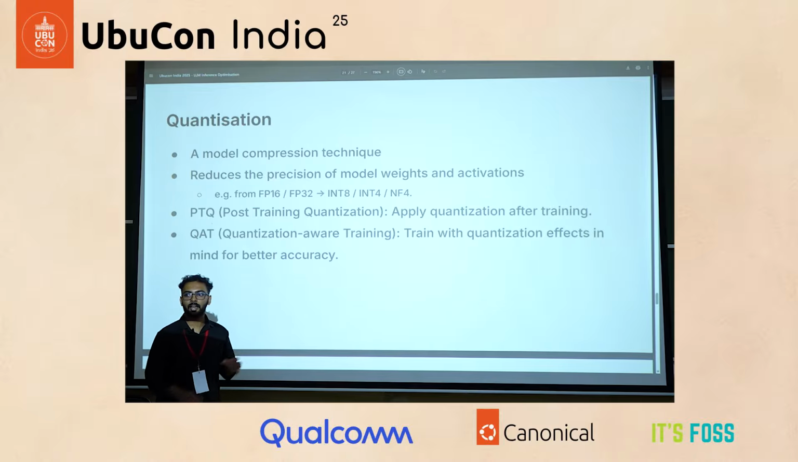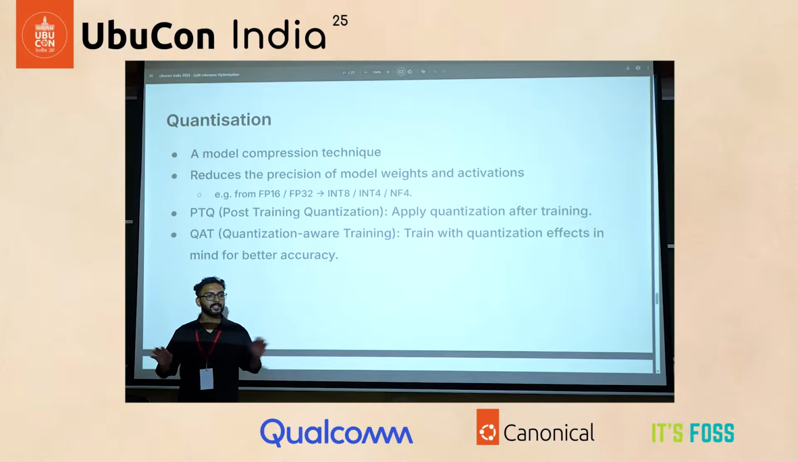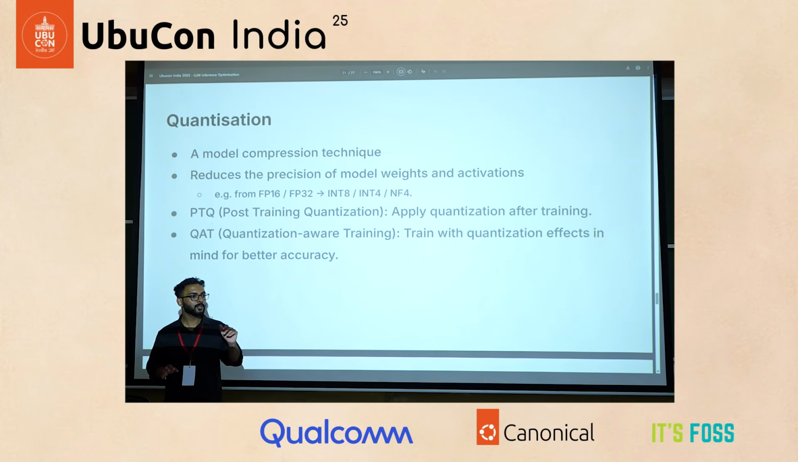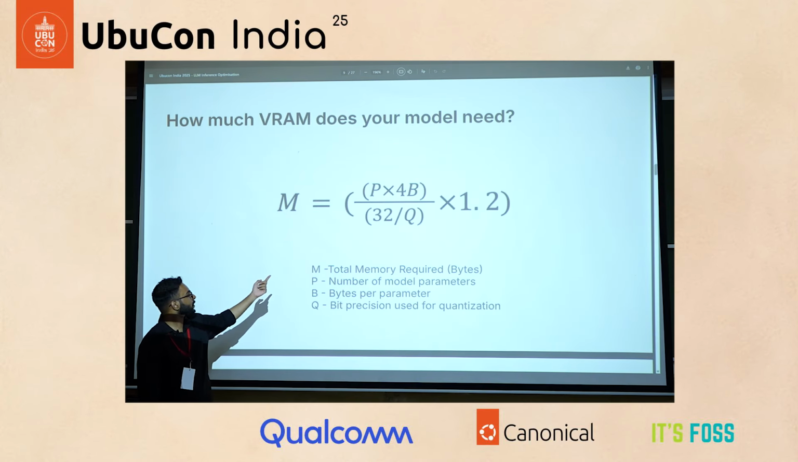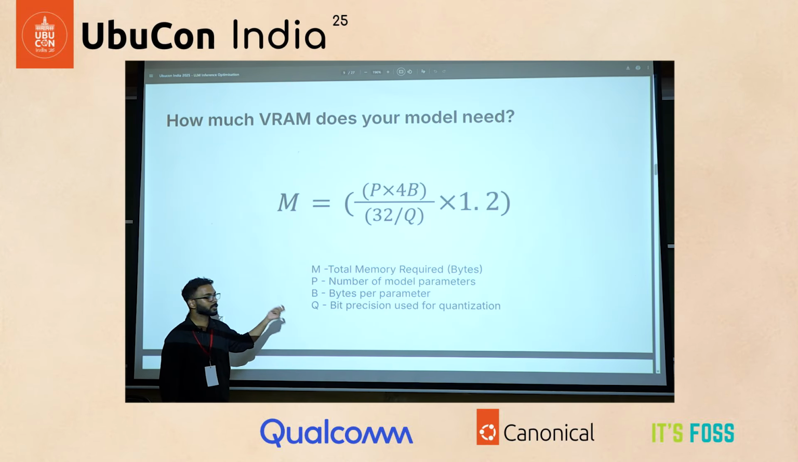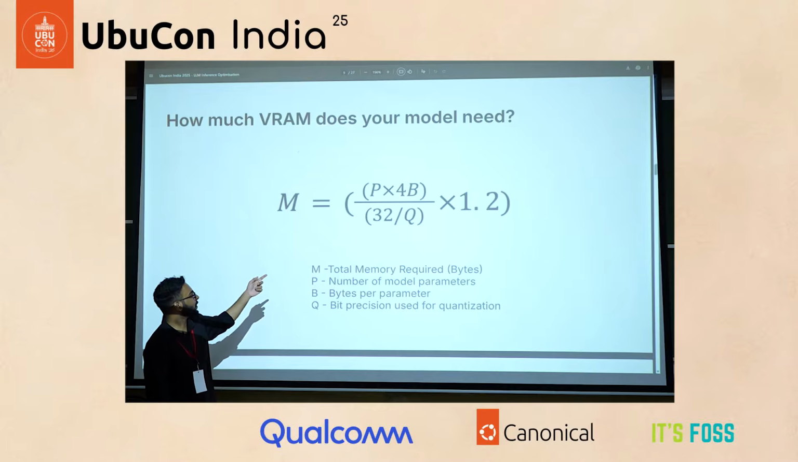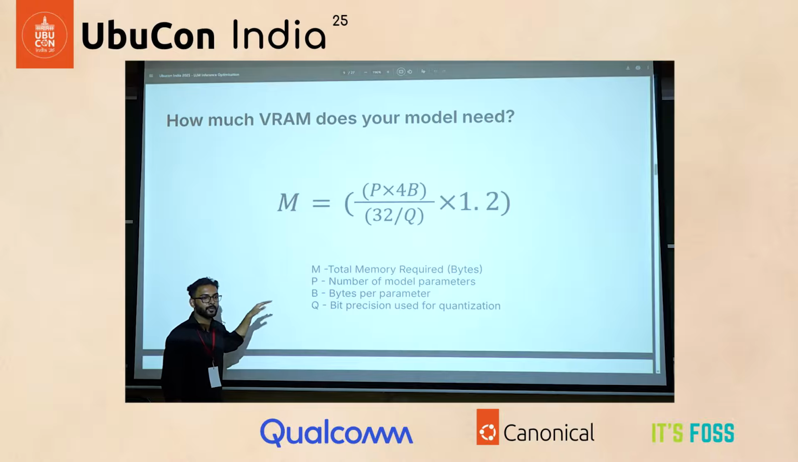Quantization. I hope some of you have heard about quantization. When you train a model, the weights are typically in FP32, which is single precision. Going back to the equation that I used here, we had a Q parameter, which is the bit precision used for quantization. From this equation, what can you identify? If you increase the quantization precision, what will happen? The memory requirement will increase.